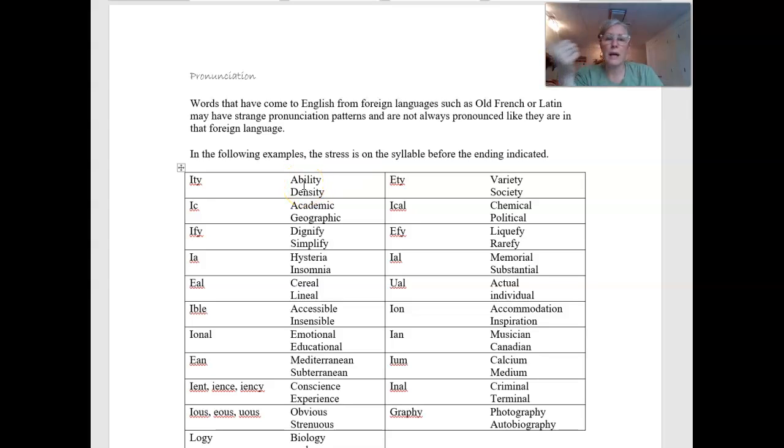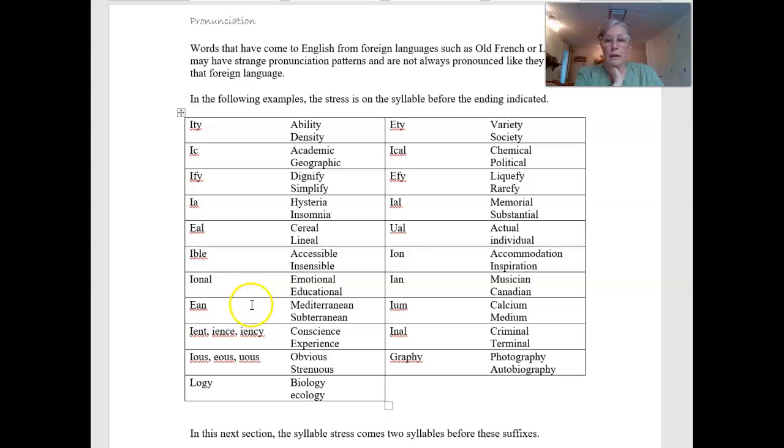I've got three syllables, ah, bill, it. I've got four syllables: ah, bill, it, t. Four syllables in this word, but I need to put the stress on the syllable just before the ITY. So I'm going to say ability, density. And it's the same thing for all of these endings. Ick: academic, geographic, or ional: emotional, educational.